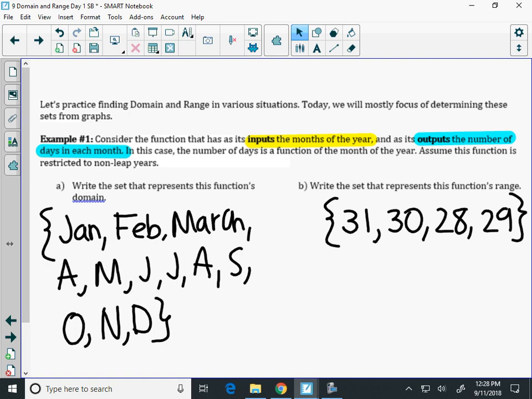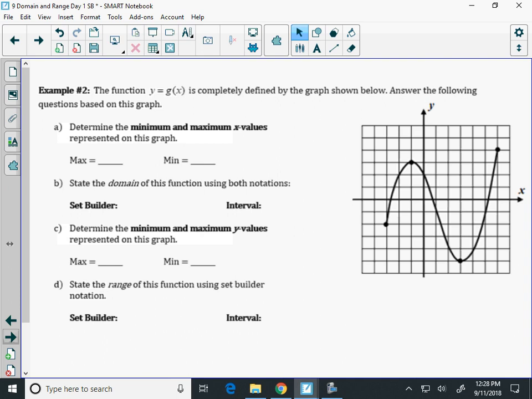So now that we're done with the non-math example, let's think about a graph. We're only going to do graphs today. We're not going to do equations. Only graphs.